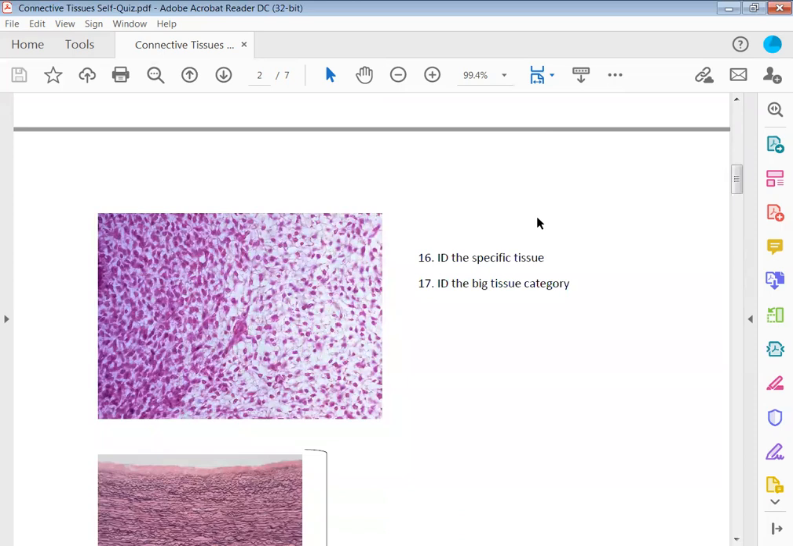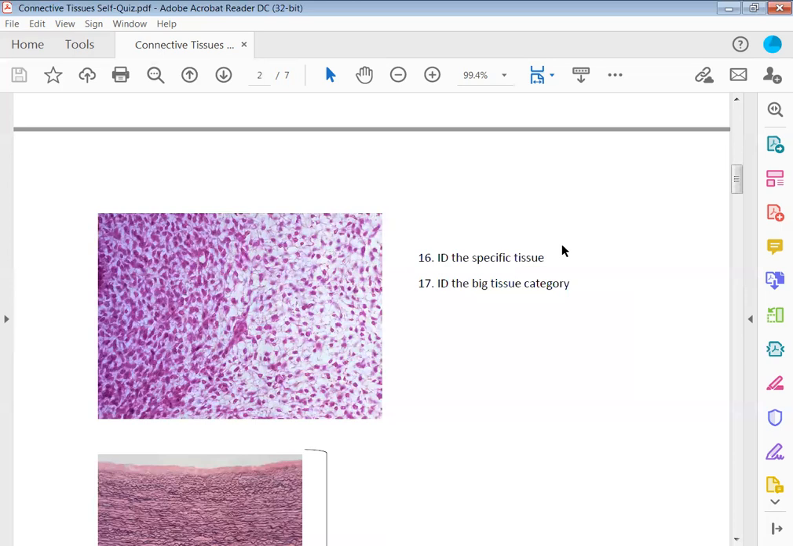Now moving on to this tissue with questions 16 and 17. I did identify this specific tissue is going to be mesenchyme. Remember, mesenchyme just looks like a bunch of pink nuclei. There's nothing else in there.